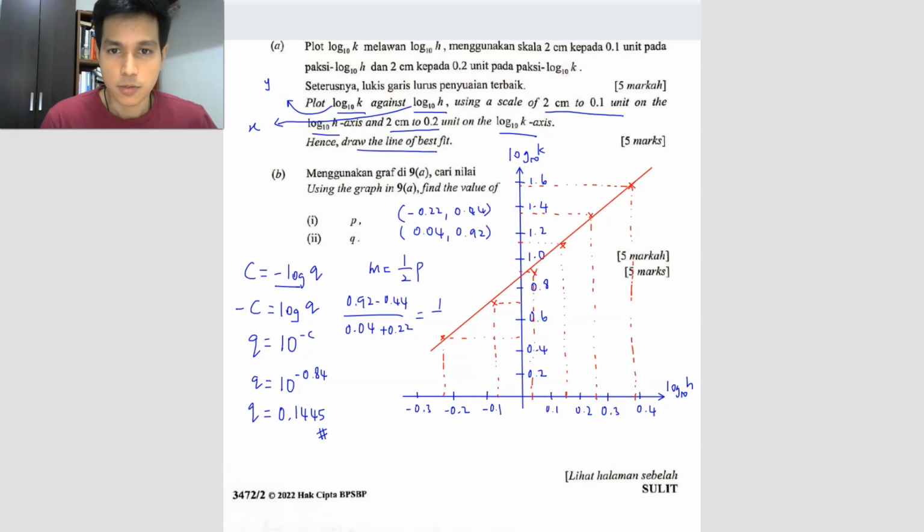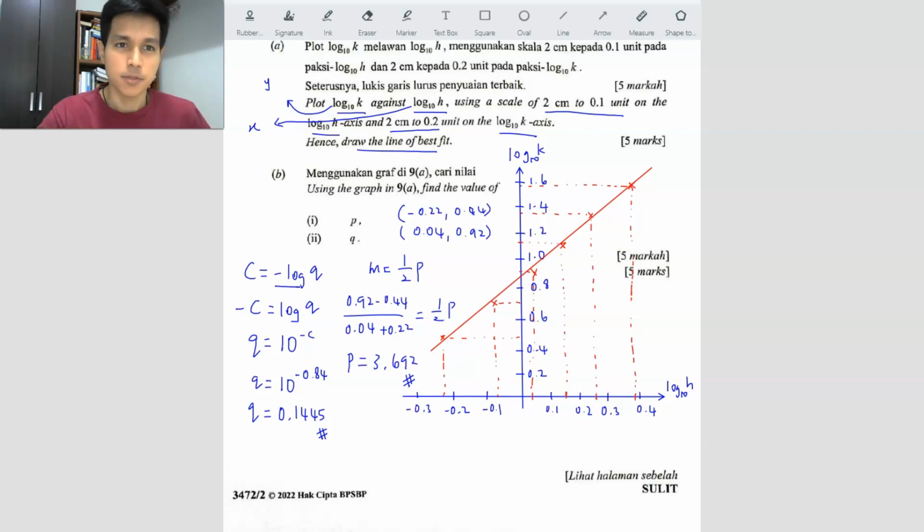So equals to 1 over 2p. So the gradient you will get, to find p, right, you are going to bring this the other side. So you're going to multiply the gradient. So 2 times m. So the answer is 3.692. Okay, so this is my value of p. Now I hope you all understand this because I'm only sketching, but you all can do it on your graph. You should get a more accurate answer than me. Okay, so yeah, that's it. Alright, next.